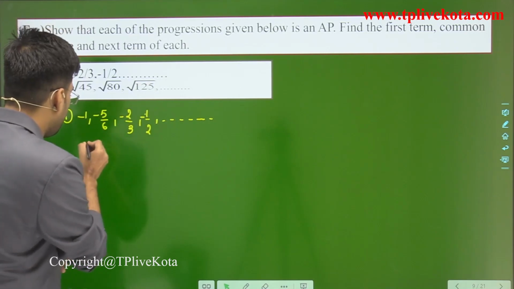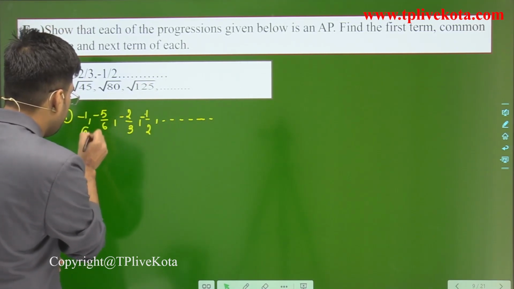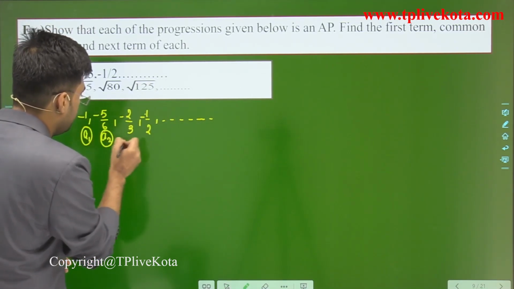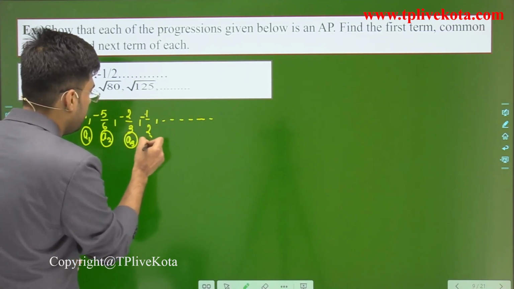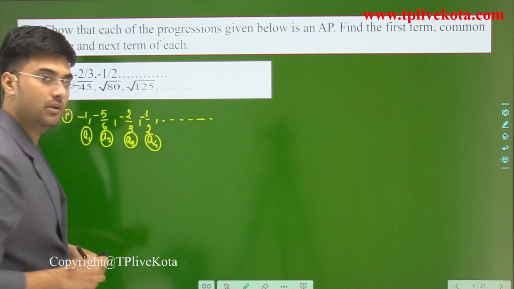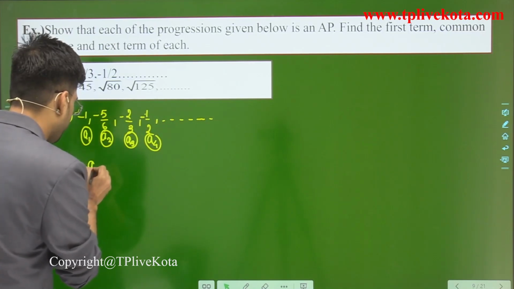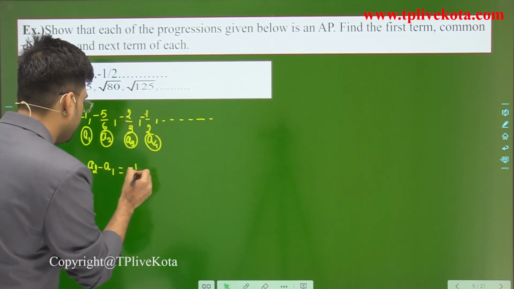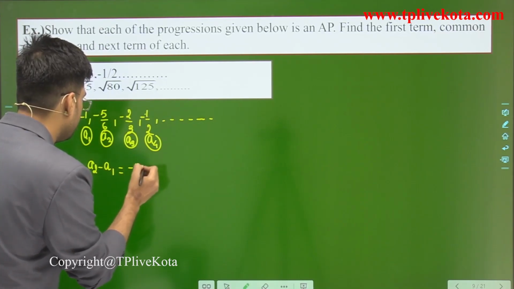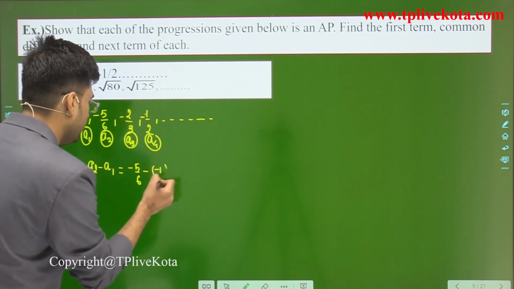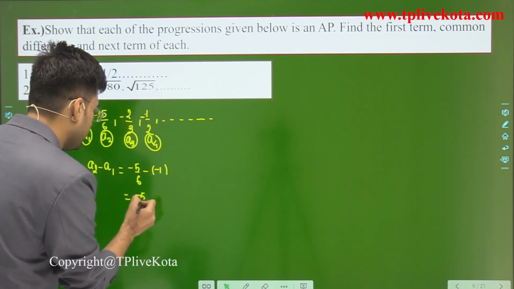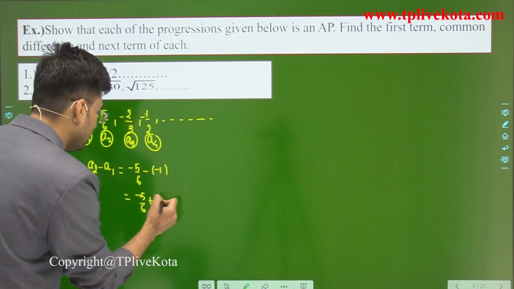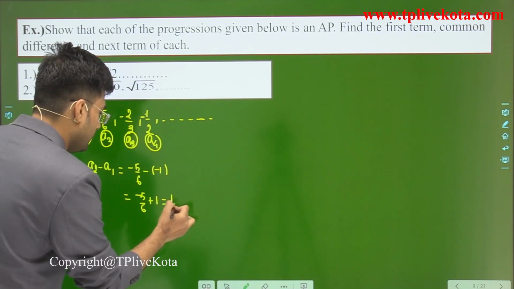So students, now this is A1, this is A2, this is A3 and this is A4 here. Clear? So now A2 minus A1 is what? A2 minus A1 is minus 5 by 6 minus of minus 1. It becomes minus 5 by 6 plus 1, that is equal to 1 by 6.